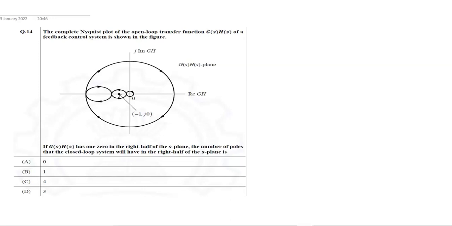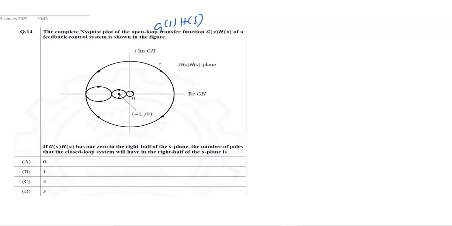This question comes from Control Systems, GATE 2021. Draw the Nyquist plot of the open loop transfer function G(s)H(s). G(s)H(s) has been given, and it has also been given that G(s)H(s) has 1 pole in the right half S plane. This G(s)H(s) function has 1 pole in the right half S plane. The number of poles that the closed loop system will have in the right half S plane.